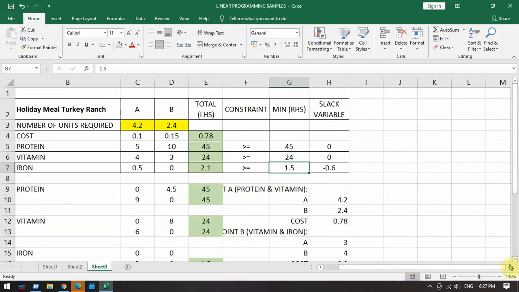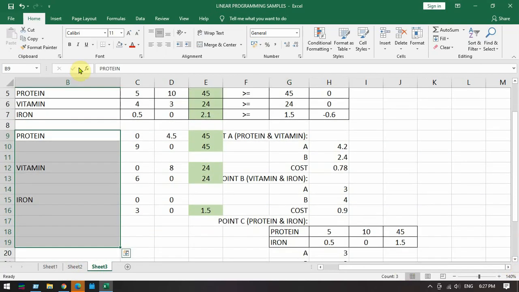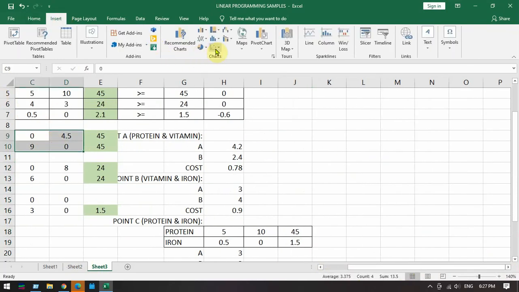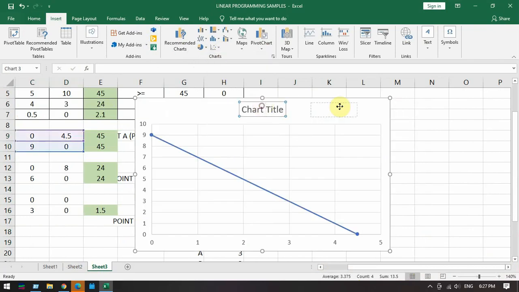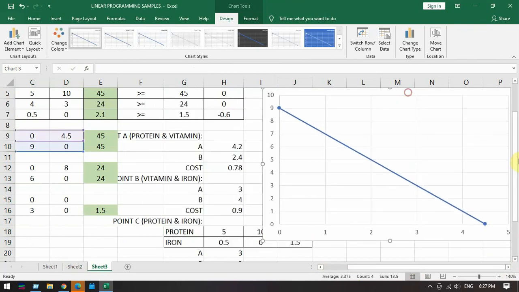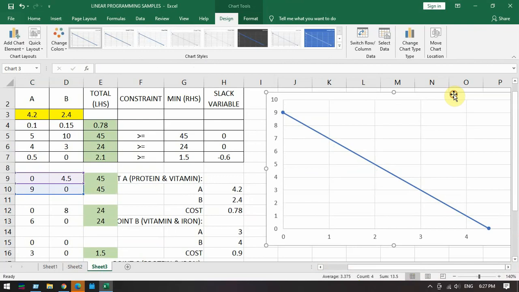Okay, so let's do this on the right side. Sorry. Okay, so for protein, let's start with protein. Insert scatter graph with straight lines. So let's just remove this chart line here. And then let's see if our points are correct. So our x-axis should have 0 and 9. So we have to switch the row and column here because the x data goes to y and the y data goes to x. So let's switch here. So there we have it.